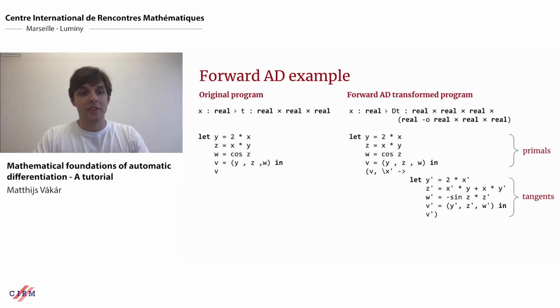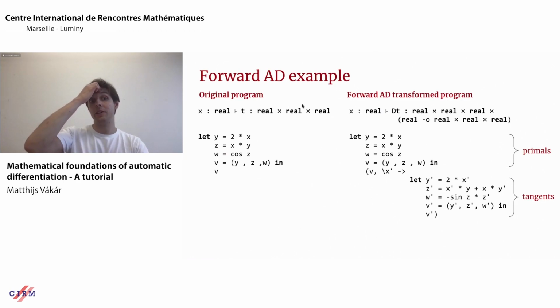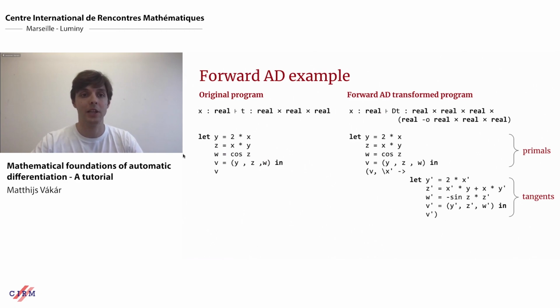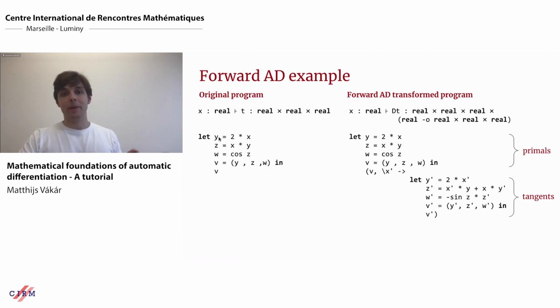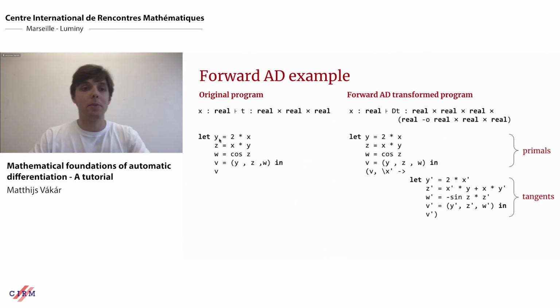Here's a little example program on which we can see a bit better what this technique really does. So we have a program that takes a single real number as an input and calculates 3 real numbers. So you can think of these real numbers as implemented as floating point. And I've taken a very simple program to make very clear what this technique does. It's just a bunch of let bindings that each do one operation in a row. So we calculate y by multiplying x by 2, and then we calculate z by multiplying x with y. w is cosine of z, and then we return a triple.